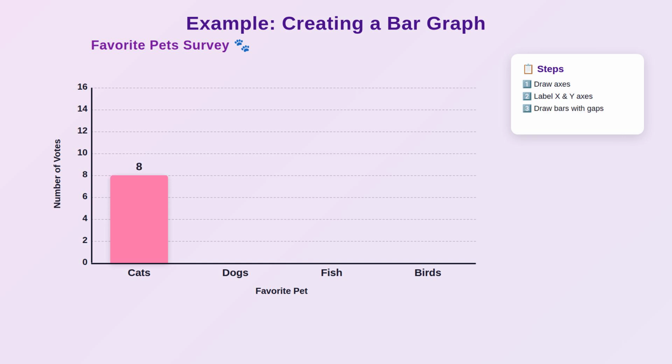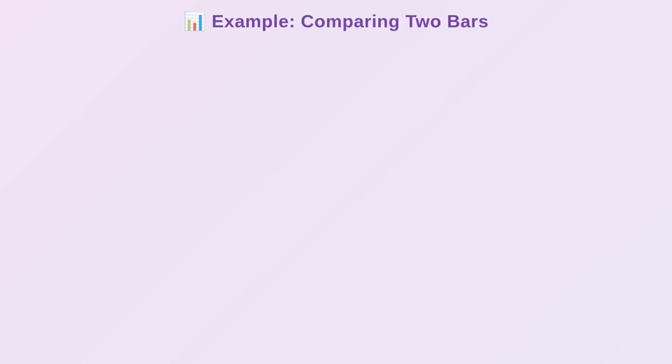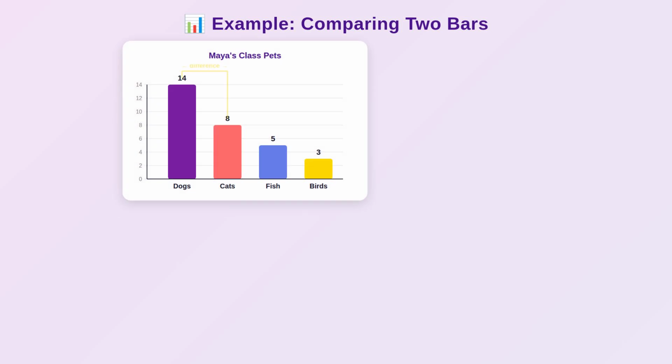Let's build one more, this time a bar graph from scratch. Imagine Maya surveys her neighborhood about favorite pets. Cats got 8 votes, dogs got 14 votes, fish got 5 votes, and birds got 3 votes. Step 1. Draw axes. Pets on the x-axis, votes from 0 to 16 on the y-axis. Step 2. Draw each bar to the right height. Cats at 8, dogs at 14, fish at 5, birds at 3. Remember to leave spaces between bars. There's your finished bar graph.